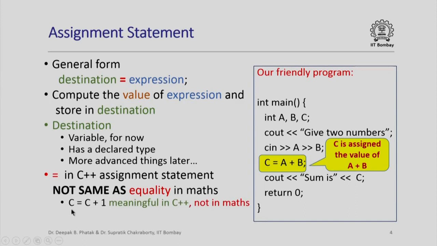For example, C assigned C plus 1 is a meaningful statement in C++. Here I am saying compute the value of C plus 1 and store it in the variable C again. However, this is not a meaningful statement in maths because for every value of C, C cannot be equal to C plus 1. Similarly, this mathematical equality A plus B equals C is a perfectly meaningful statement to make in maths. However, it is not a meaningful statement to make in C++ because the destination of an assignment statement in C++ has to be a variable for now.